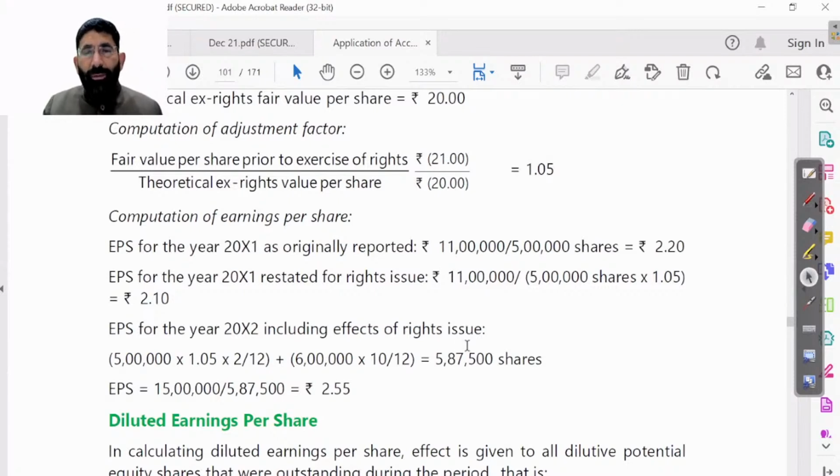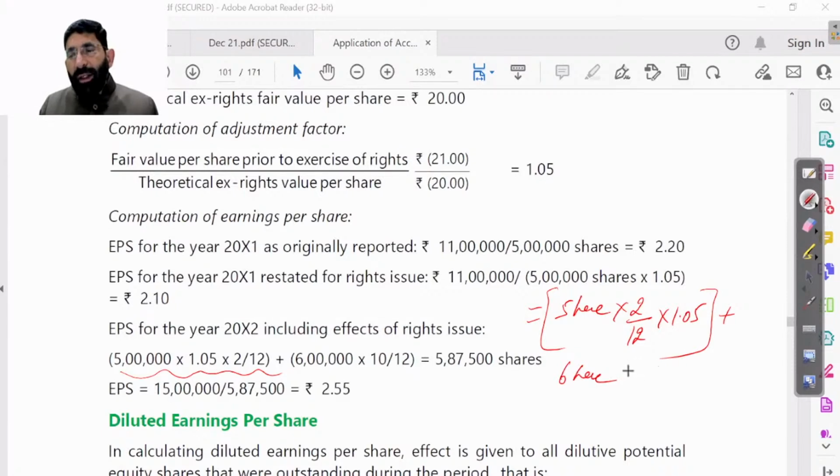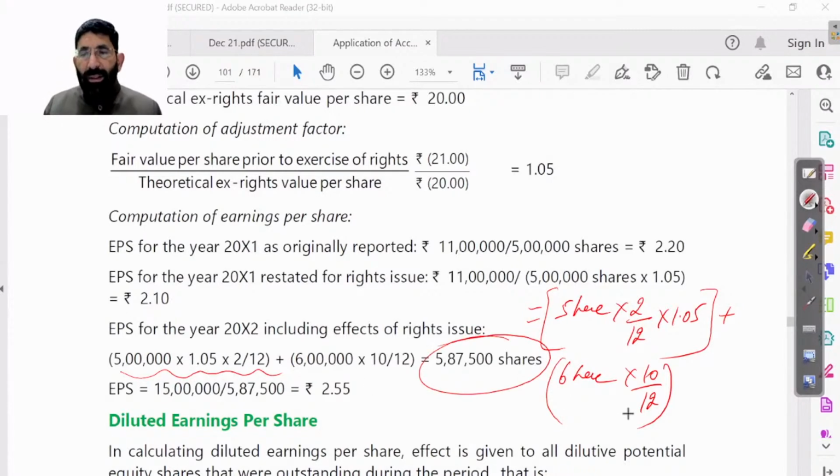Now for calculating EPS for the current year, what do you have to do? First of all, we have to consider the time factor also. Let's understand this. 5 lakh shares were available with us for the first 2 months only, 2 by 12. So this will be on the basis of the last year formula, that is 5 lakh into 1.05 into 2 by 12. This is just like last year, because in the first 2 months it was that. Later on, the shares have been converted into 6 lakh and no multiplying factor will be there, into 10 by 12. So the period concept is applied, making it 5 lakh 87,500.